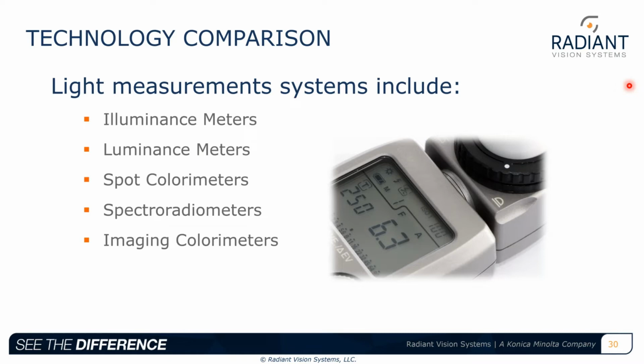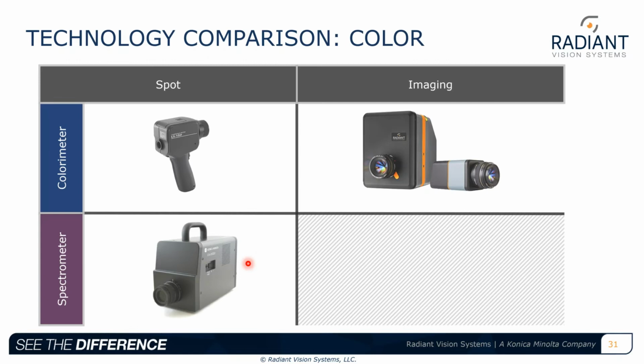Some of those include illuminance meters. You can see a picture of one here, and those are meters that are typically handheld. If you ever go to a photo shoot, you might see a photographer walking around and laying it around to say basically how much light is falling here. And then we're going to get into talking about luminance meters, spot colorimeters, spectroradiometers, and imaging colorimeters. So we're going to do a comparison, and first we're going to start with how these measure color.